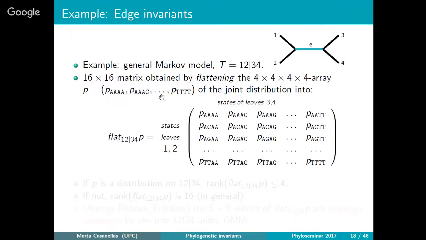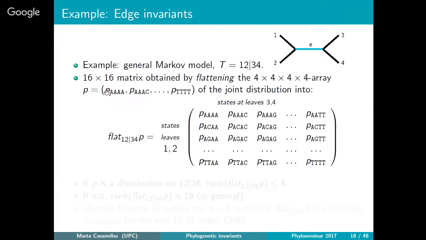The rearrangement of this vector into this matrix where the rows are labeled by the states at the leaves 1, 2, so that we fix state AA throughout the row, AC throughout the row, and TT at the end. And the columns are labeled by the states at the leaves 3, 4. So 3, 4 have states AA here, AC here, and so on.